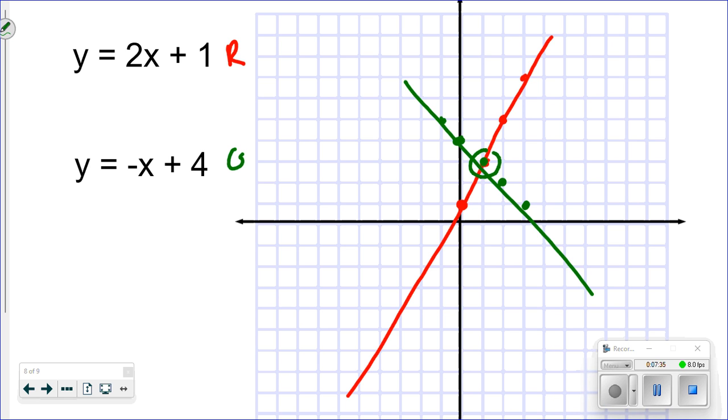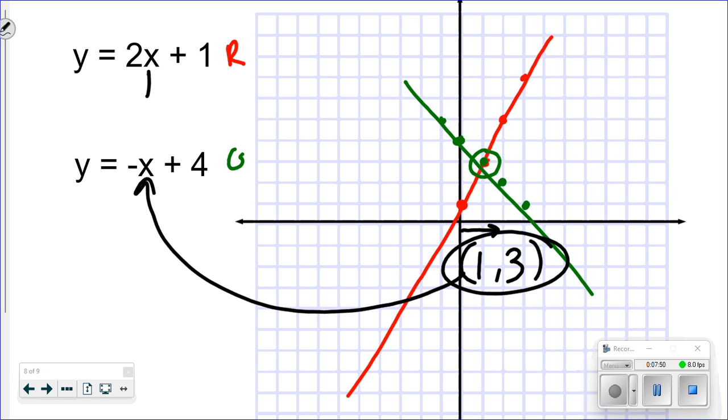Okay, and I see up here is where I'm meeting. So it's important to have straight lines. It's hard for me to do that on the smartboard. So I go over 1, and then up 1, 2, 3. So 1, 3 would be my answer for my ordered pair, meaning if I put 1 in for my x's and solve it, both of them should get 3 for a y.